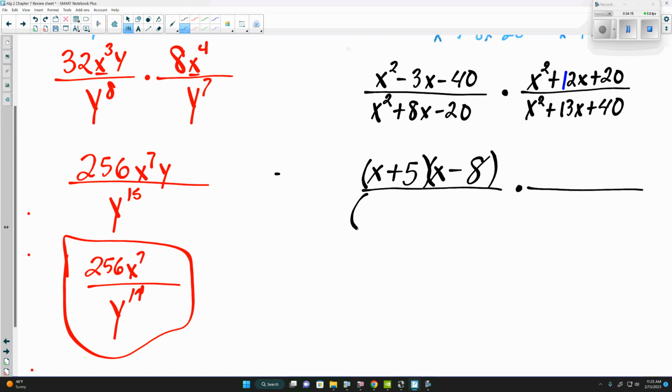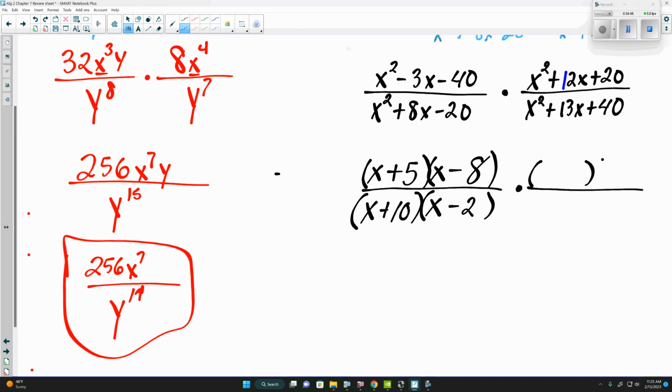Now, we can move straight to the denominator. x squared plus 8x minus 20. Since the 20 is negative, our signs are opposite. Positive and negative. Factors of x squared are going to be x and x. Now, factors of 20 are 1 and 20, 2 and 10, 4 and 5. And we'll want 10 and 2 to give us a negative 8, or positive 8, sorry. Positive 8. Questions on this here?